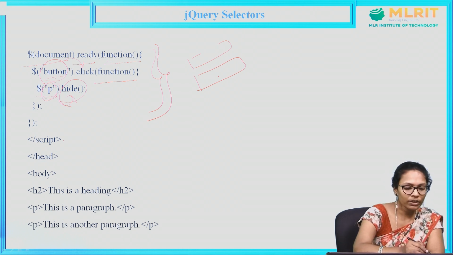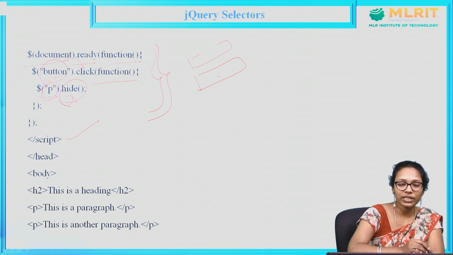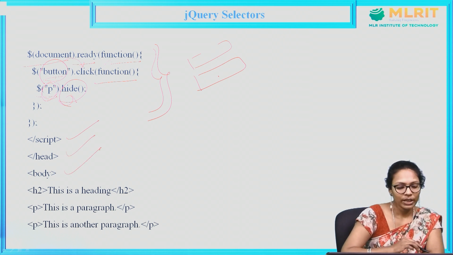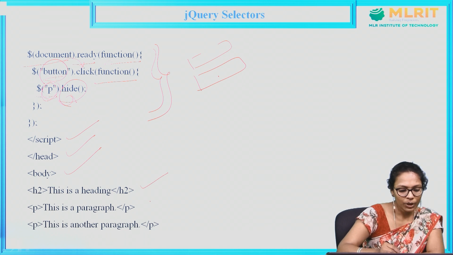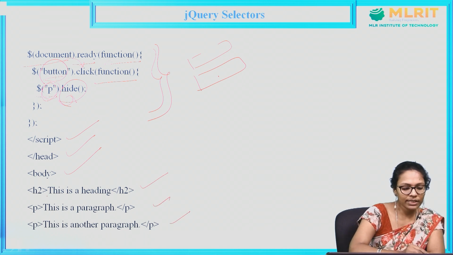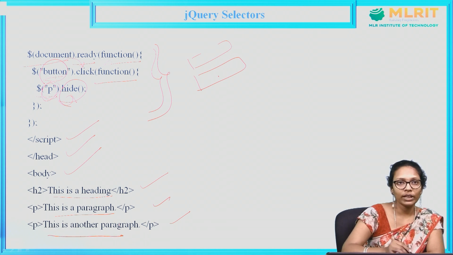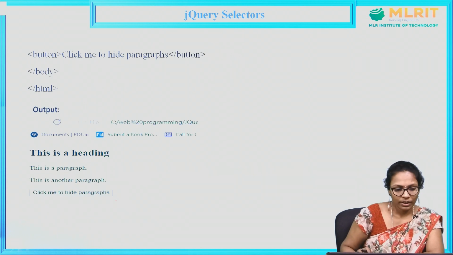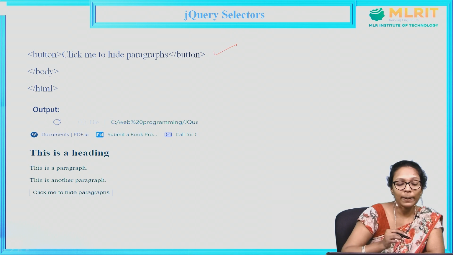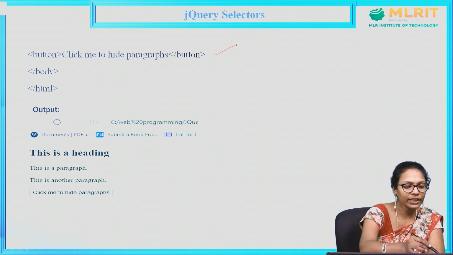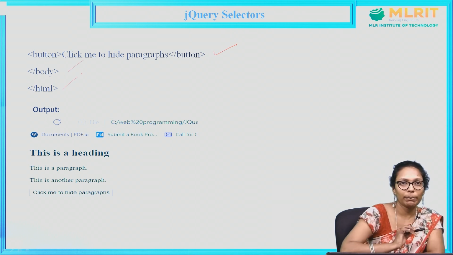That's all jQuery. Whenever you want to close your jQuery, close the script tag, close the header section, and then I'm opening the body section. Here I have one heading, two paragraphs. The heading says this is a heading, this is a paragraph, and this is another paragraph. One heading, two paragraphs, and after that we also have one button. Then you're closing the body part, HTML part. So this is the output I'm getting, one heading, two paragraphs and one button.